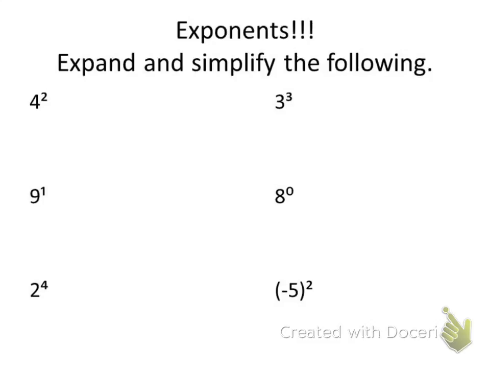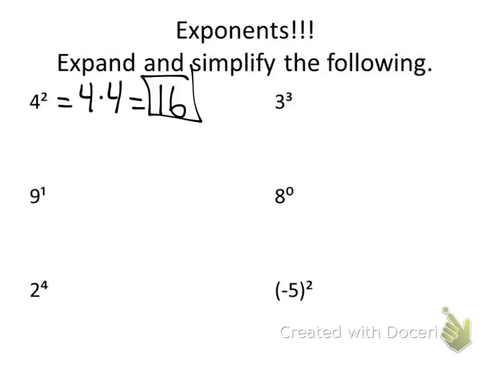So the first one, we have 4 to the second power. The big number we call the base, that's the number that's going to be repeating. This is how many times it's going to be repeating. So this basically means I have 4 multiplied together twice, or just 4 times 4. What is 4 times 4? 16. Very good.